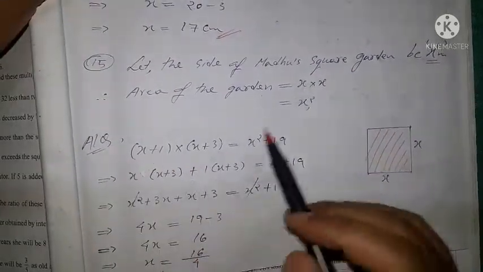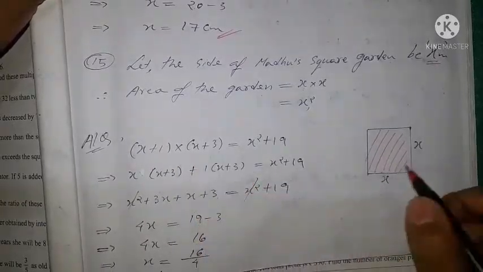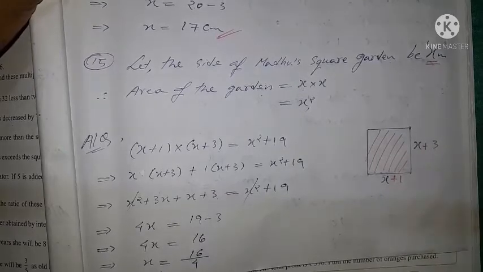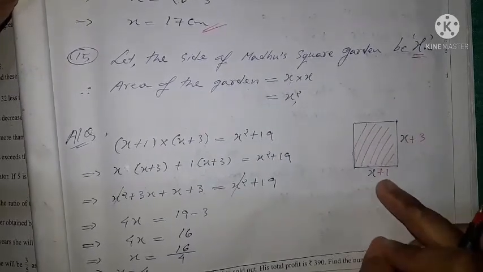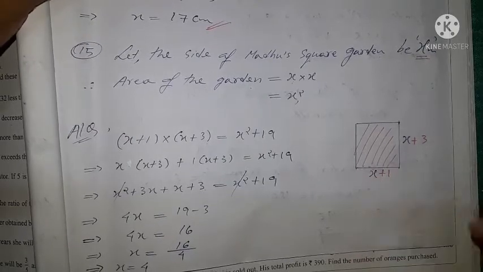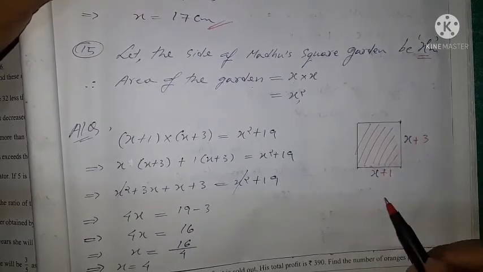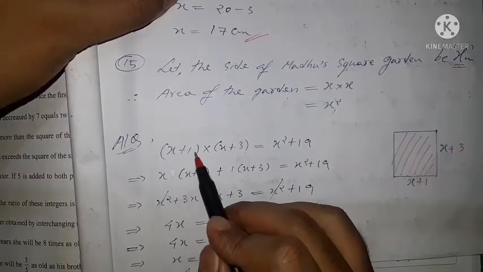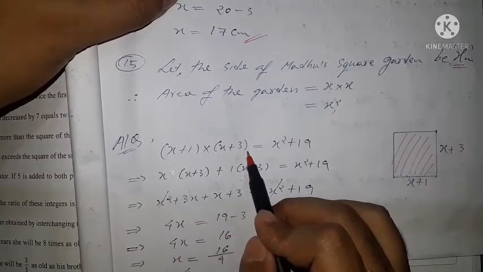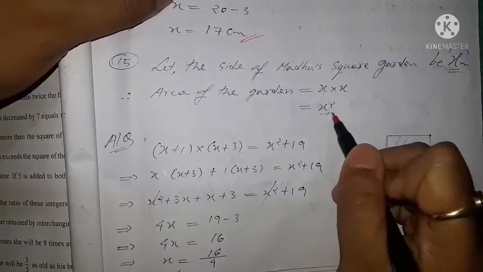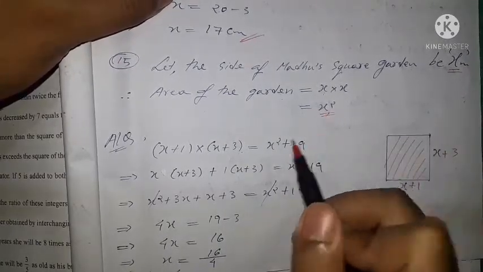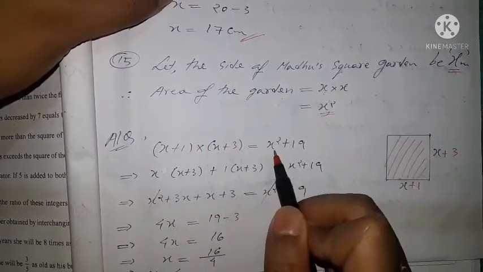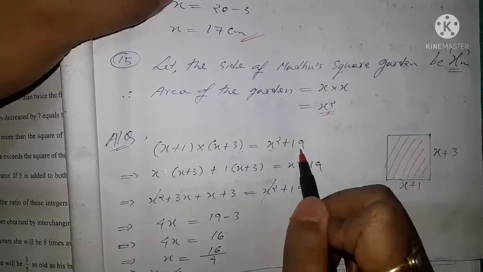According to the question, if we increase both the length and the breadth, the length by 3 and the breadth by 1, this is the new area, that is x plus 1 into x plus 3, and it is more than the old area, which earlier was x square, so it is more than the earlier one by 19. That means this new area will be greater than the previous one by 19.